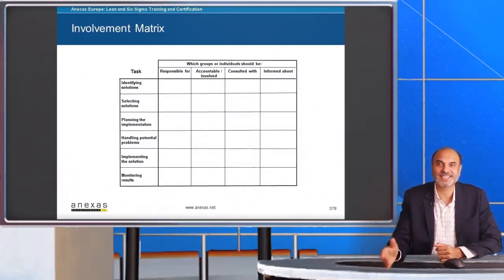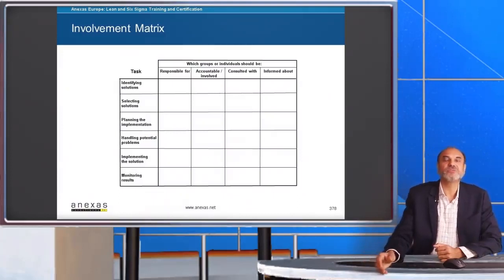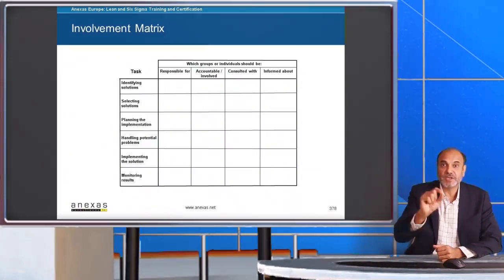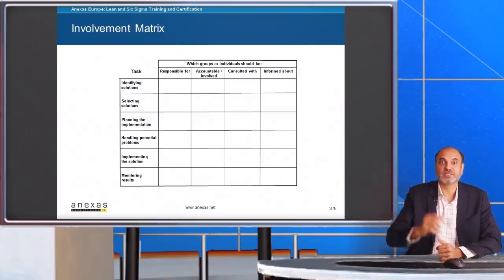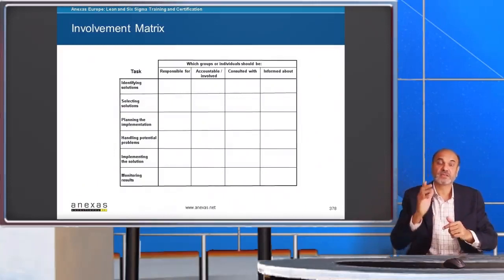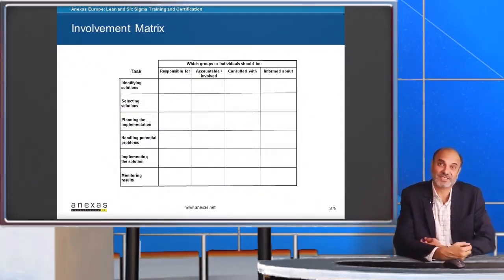RACI chart means R-A-C-I. R means responsible for, A means accountable for, C means consulted with, and I means informed about. So here you list down all the tasks in one column and you assign the people for each of the tasks, whether the person is responsible for that particular task or accountable or consulted with or informed about the task. So once you have got your involvement matrix, the roles and responsibilities of all the team members will be very clear, and this will avoid any confusion or conflicts as you implement the solution.